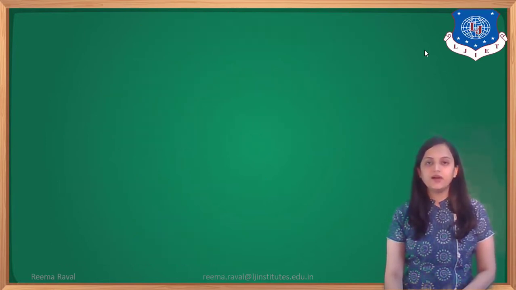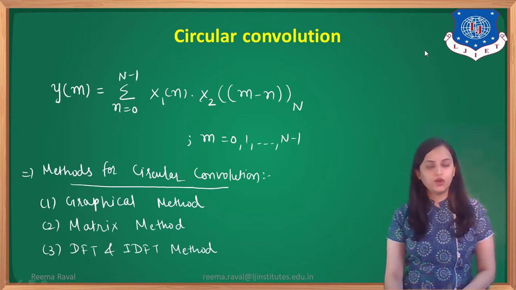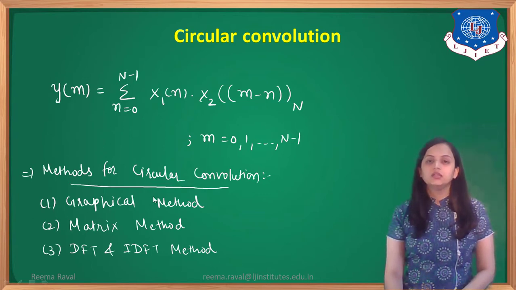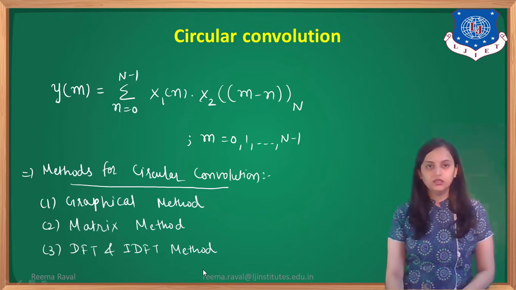So first of all, let us revise the formula of circular convolution, which is y of m equals summation of n equals 0 to N minus 1 x1 of n into x2 of (m minus n) modulo N. Now we are considering the third method, DFT and IDFT method, from the three methods of finding circular convolution.